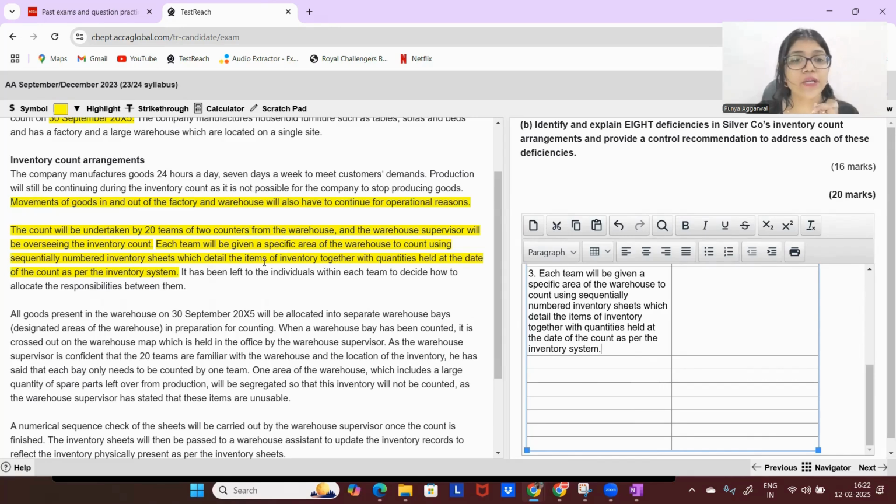deficiency. So if you read this carefully, they have written sequentially numbered inventory sheets, which is fine, which is a good thing, which details. Now details में उन्होंने क्या लिखा है, the items of inventory together with quantities. तो अगर उस sheet में already मेरे पास quantities mentioned होंगी, तो I'll be like, मैं बहुत ऐसी हो जाऊंगी कि अच्छा let's do that as per the pre-populated number sheets only. तो I'll be negligent. अगर मेरे पास 10 उसमें ऑलरेडी लिखा है, मैं उसको चेक नहीं करूंगी, मैं बोलूंगी हाँ 10 ही है, I will be doing a tick.